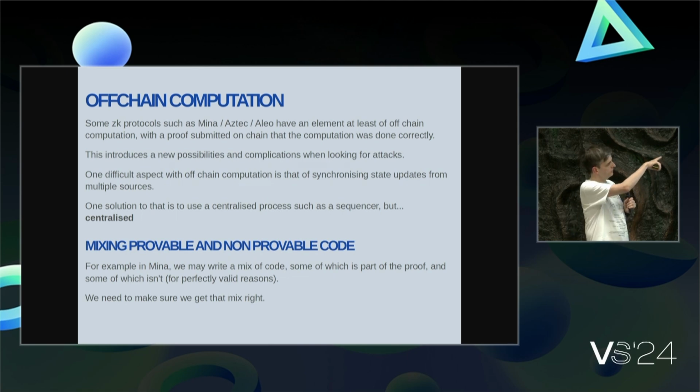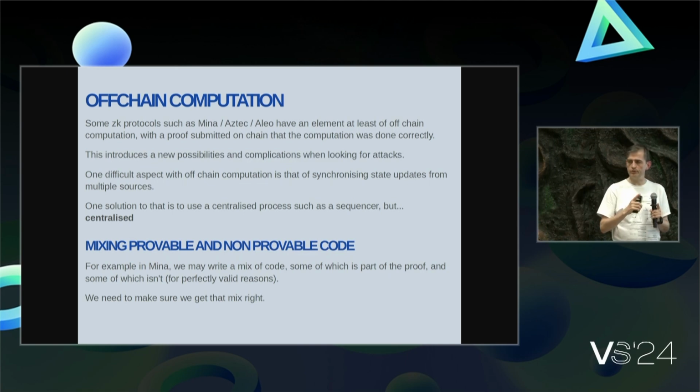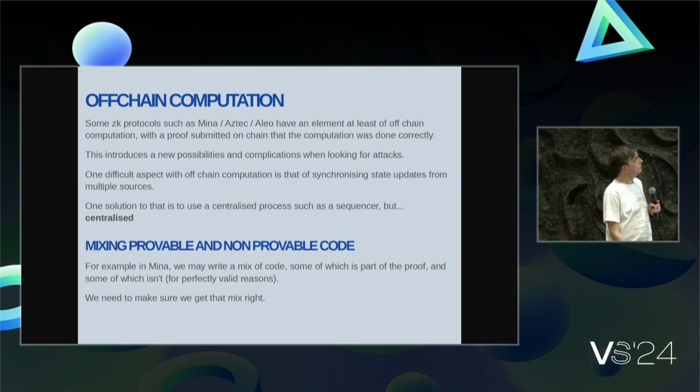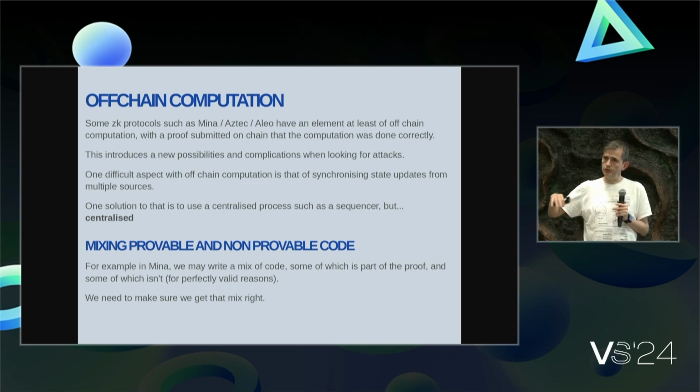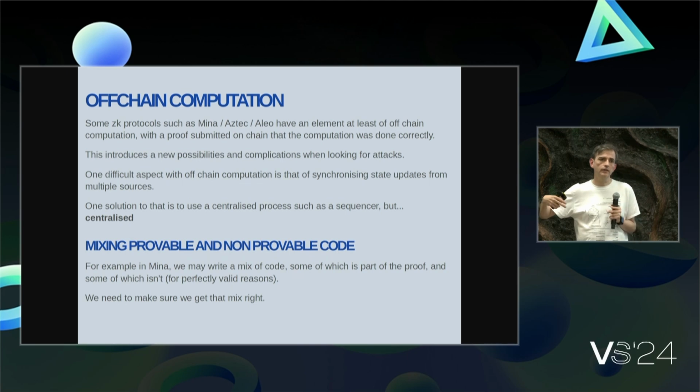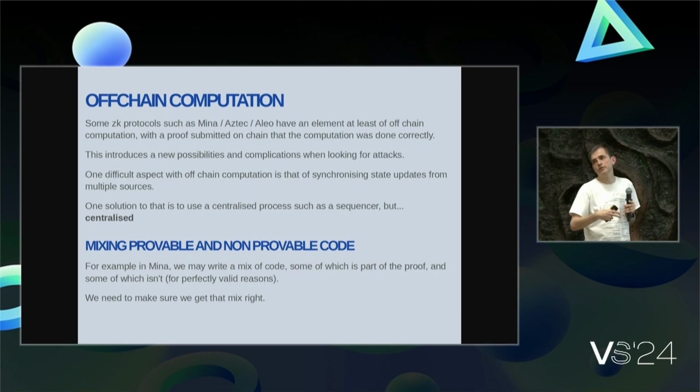Another aspect that is difficult with this is synchronizing updates. If you're doing things off-chain, multiple people could be making updates, and getting those synchronized is difficult from a development point of view, but that also means that auditing it is going to be difficult as well. I'm thinking particularly of Mina here, which has a particular solution to this, but other people have also used things like a sequencer to get around that, but then that is centralized, so we don't want things to be centralized.